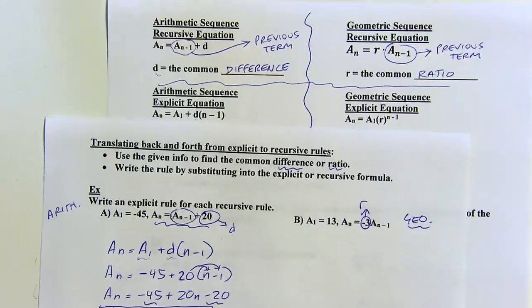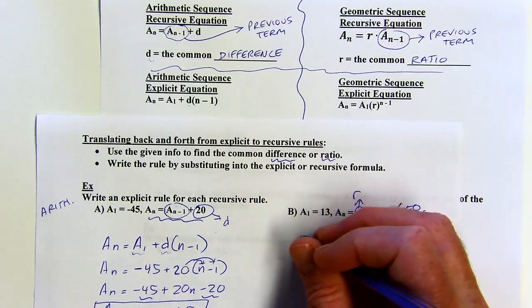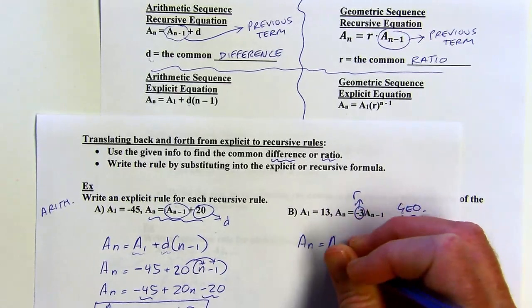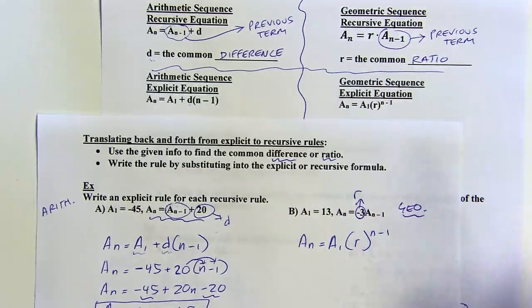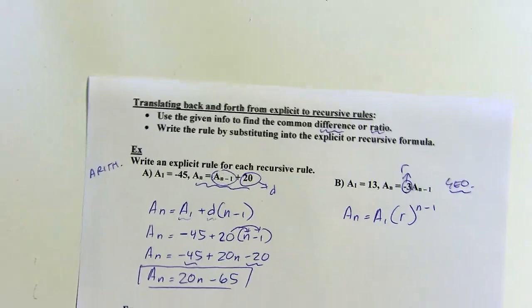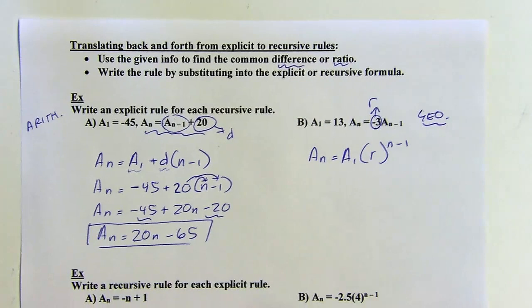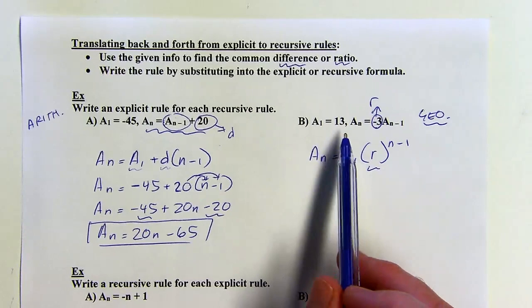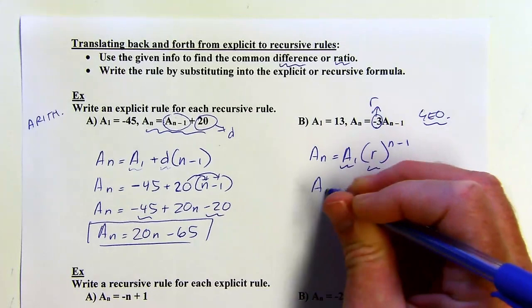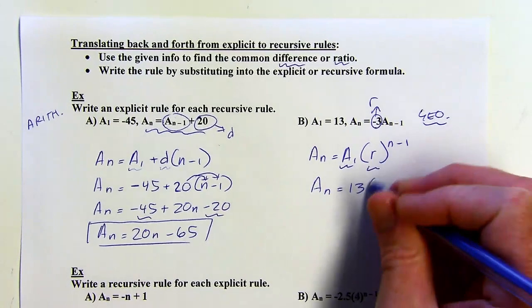So, whoops, I should keep this out. So now that I know it's geometric, I'm going to pull out the explicit equation, which is a sub 1 times r to the n minus 1. Okay, and I'm going to substitute into the explicit equation for geometric. So I'm going to substitute in the first term and the ratio, and I have both of those things. The first term is 13. And then the ratio is negative 3.